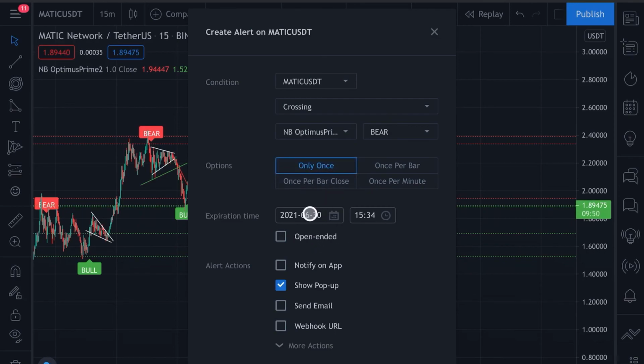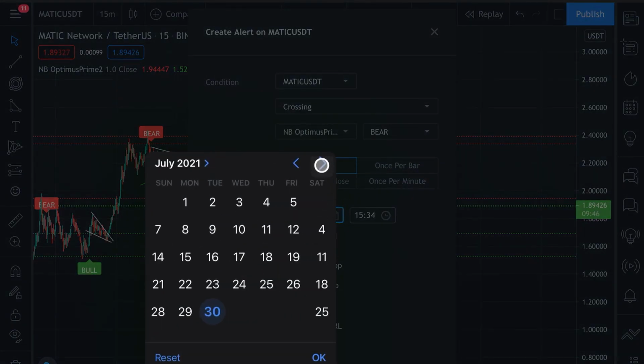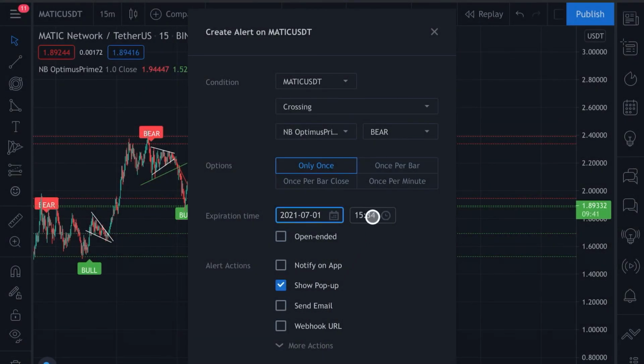Our expiration time here, I'll just go ahead and put that to tomorrow. So if this signal doesn't get thrown by tomorrow at this time, 24 hours from now, then I'm going to wait and look for a different setup, because if 24 hours passes by, the signal you were looking for may no longer be valid.